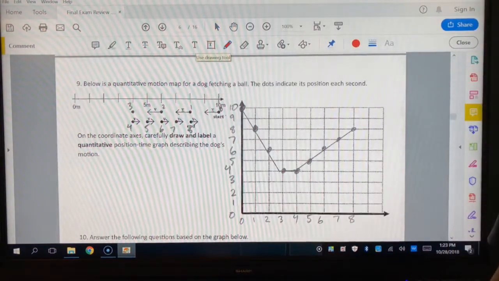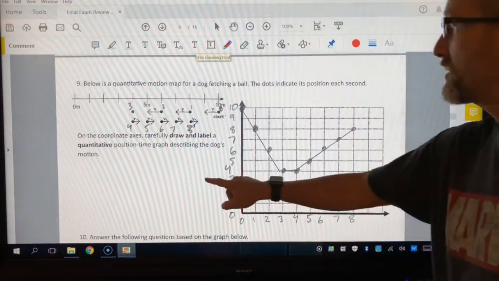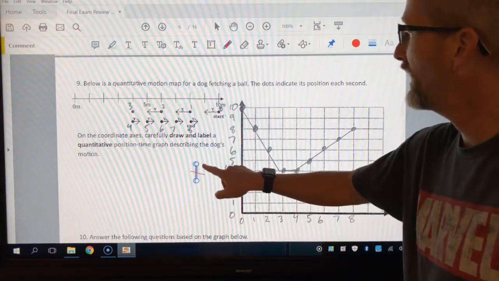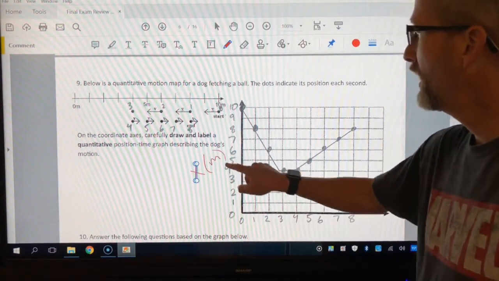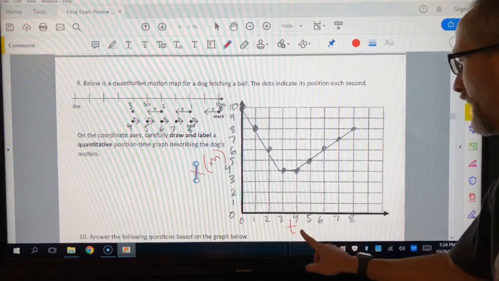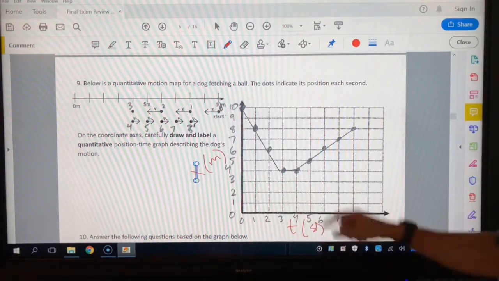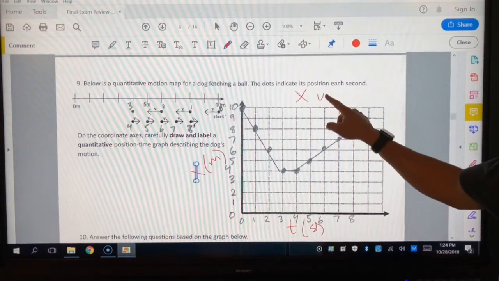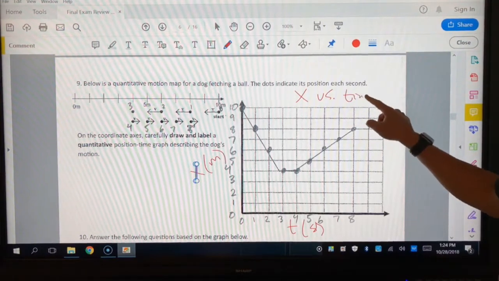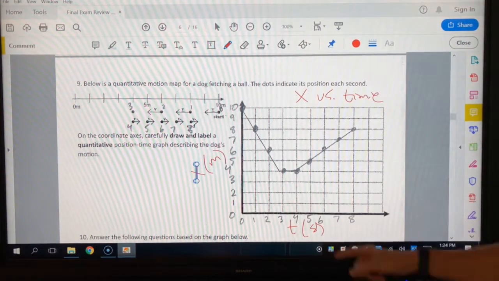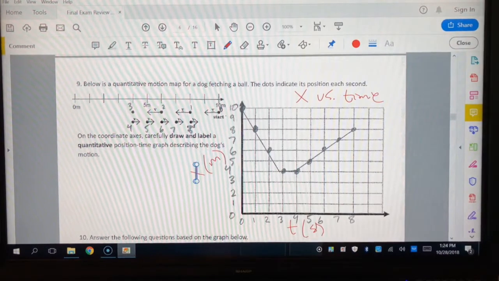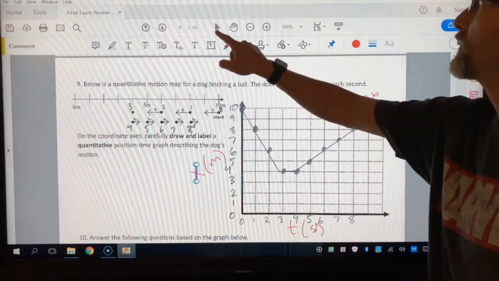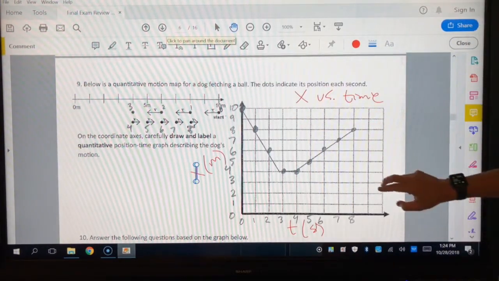So let's go in and put these things in. So this is going to be position, so we'll just call that X and meters, and then this one is time, and it is in seconds. And so here we've got position versus time, and I'd actually spell out the word position and the word time, but just to keep this short, I didn't do that. All right, so let's move on.